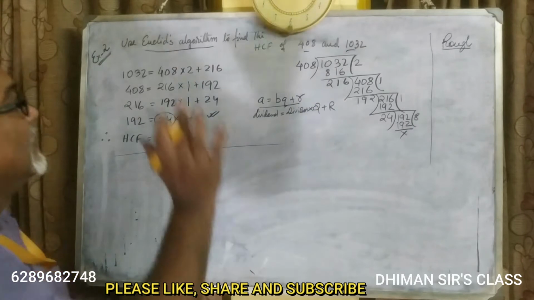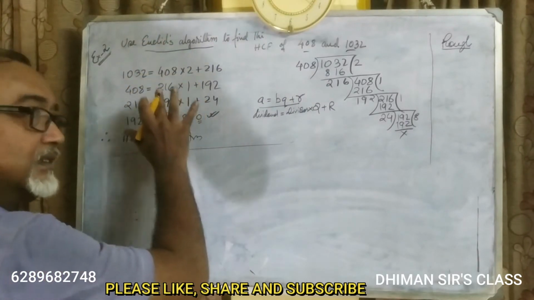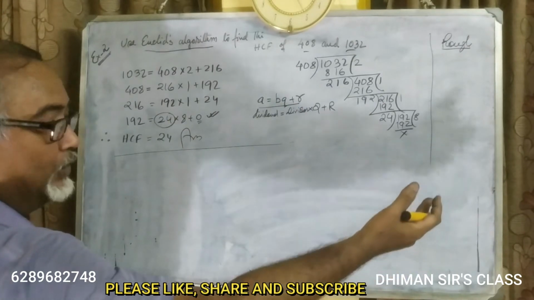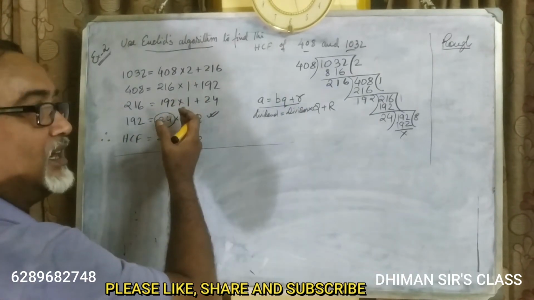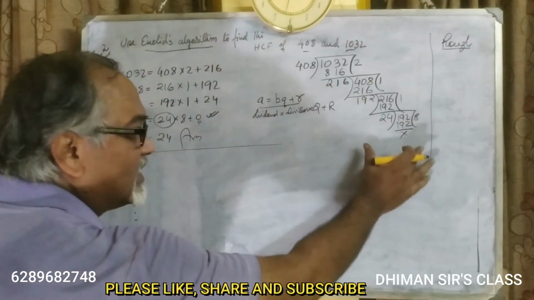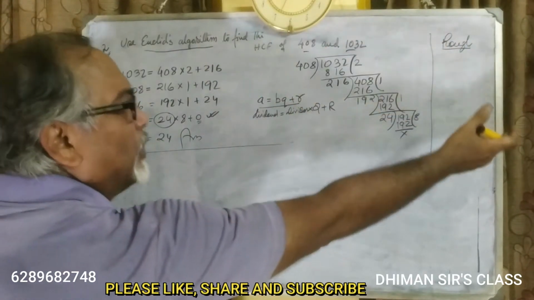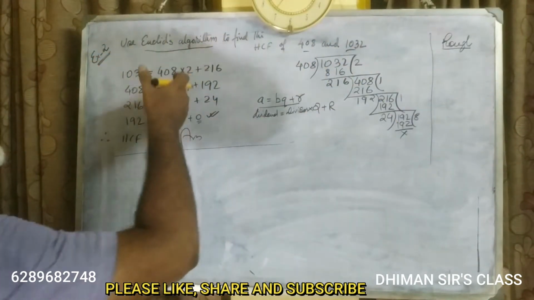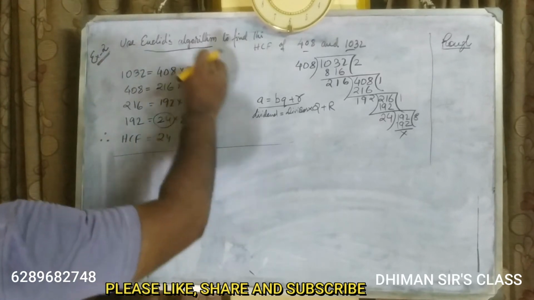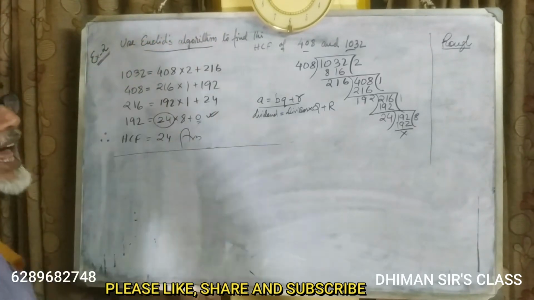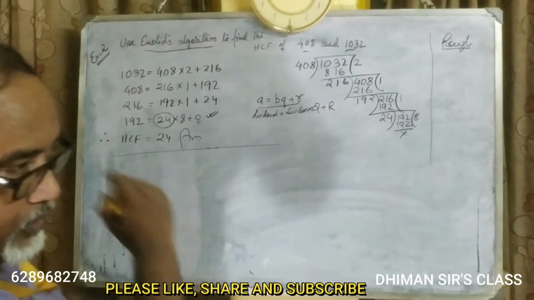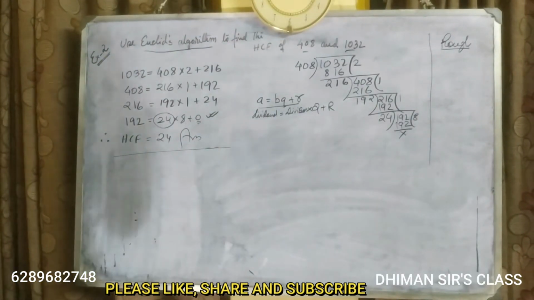Only this much. If you can do it directly, you can do the rough work and write it directly. Or if you are having lack of confidence, do this. Maybe do this one only in the rough, and seeing this, you put this. This is called Euclid's algorithm. Clear, students? Now pause it and copy it down.